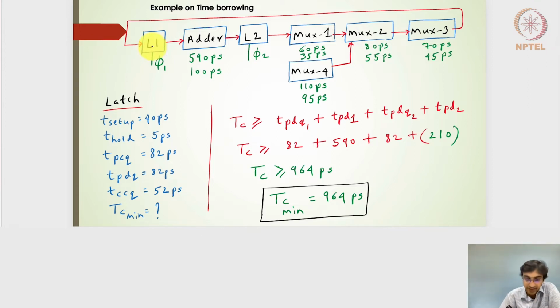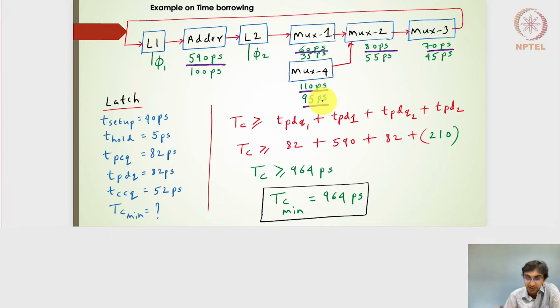Now, just to take an example of time borrowing, let's see this particular subsystem level diagram. We have latch 1 here and latch 2 here, and in between there is an adder block which is taking around 590 picoseconds of propagation delay. Right, it's very heavy considering the 3 blocks here, mux 1, mux 2, mux 3, which take around 60 picoseconds, 80 picoseconds, and 70 picoseconds of propagation delay. The other delays mentioned here, 100, 35, 55 and 45 picoseconds, are the contamination delays. There's another path coming from mux 4, mux 2 and mux 3, where mux 4 is characterized with a propagation delay of 110 picoseconds and 95 picoseconds.